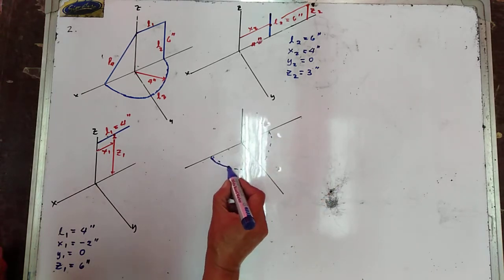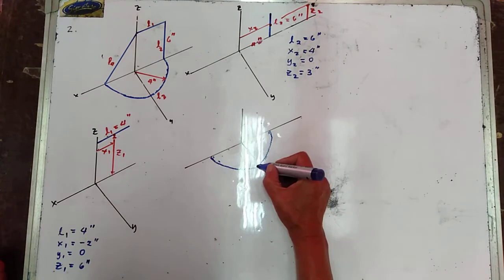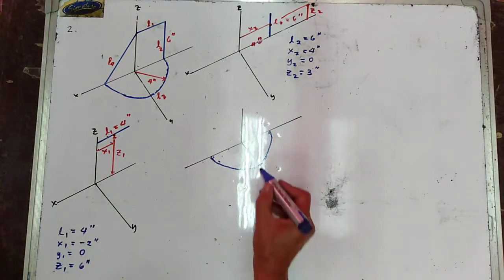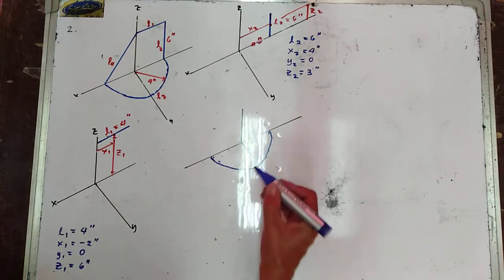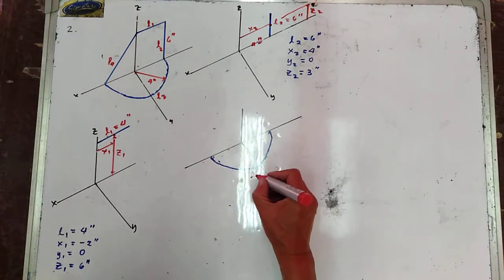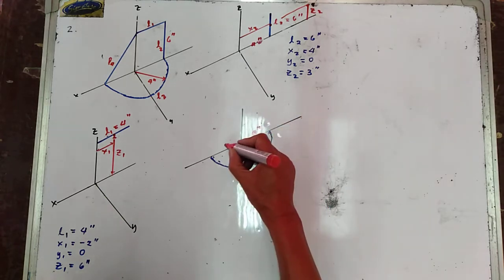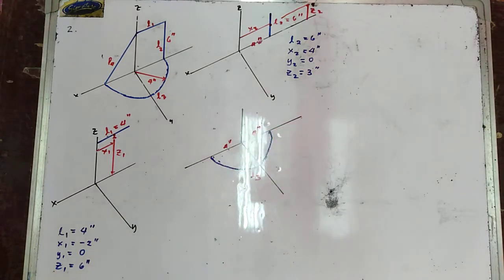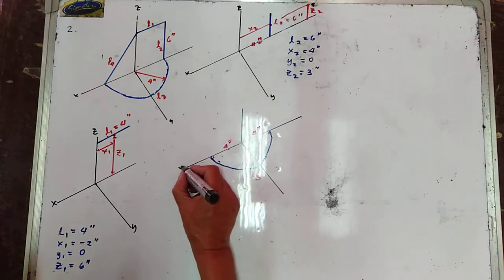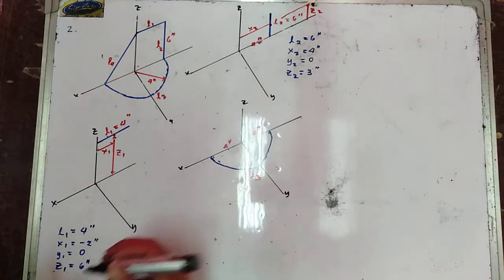Okay, you try to take note that this is your semicircular arc. And this is now your L3. So this is your L3. So this is your 4 inches, and that one is also equal to 4 inches. We have your X, this is your Y, and that one is now your Z.